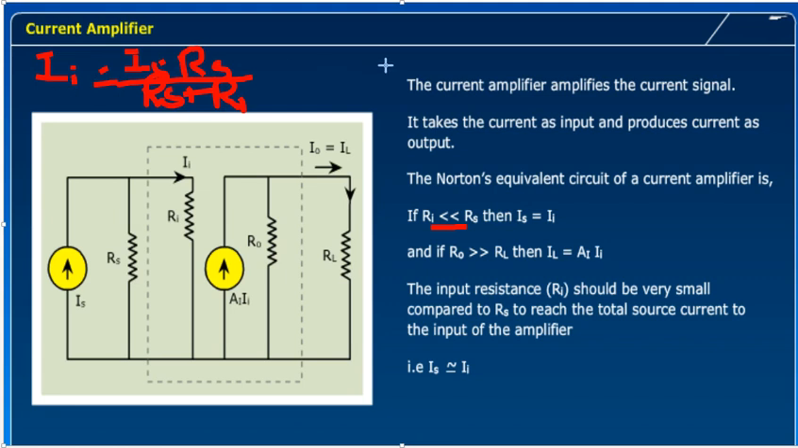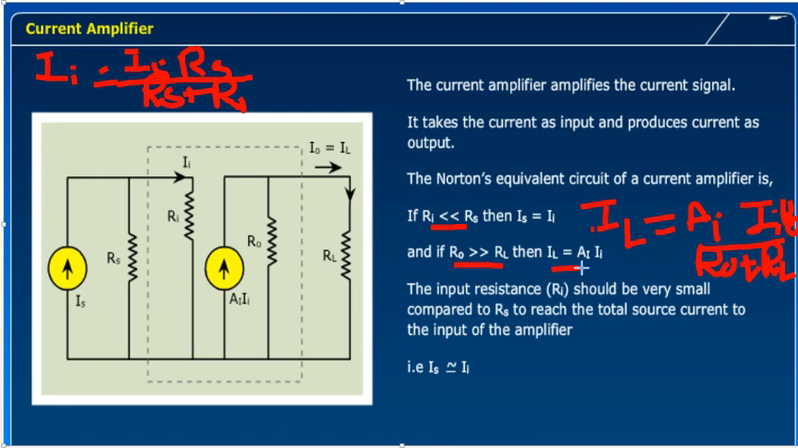And if the amplifier output resistance R0 is greater than RL, then for the current flowing through the load resistance RL, we can write again the current division rule. So IL equals the total source, here AI into II, times the resistance R0 divided by the total resistance R0 plus RL. In this case R0 is greater than RL, so R0 plus RL is replaced with R0. So R0 cancels, and IL is equal to AI times II.